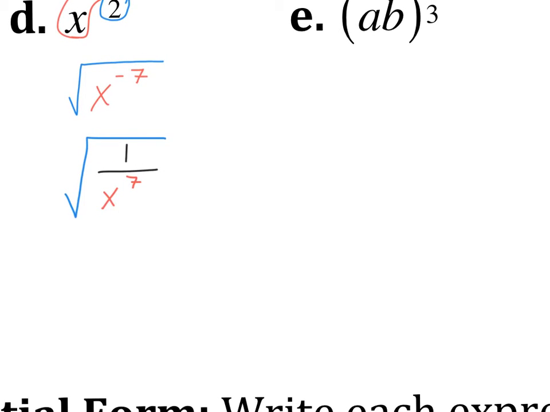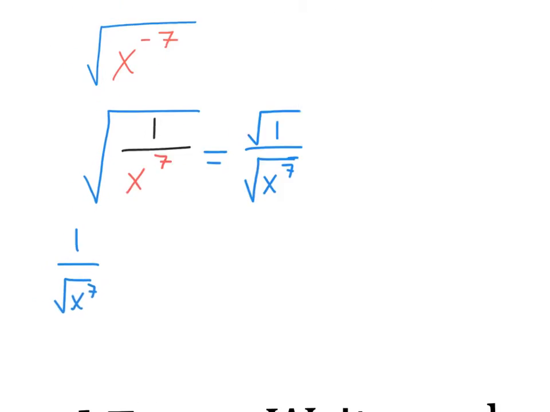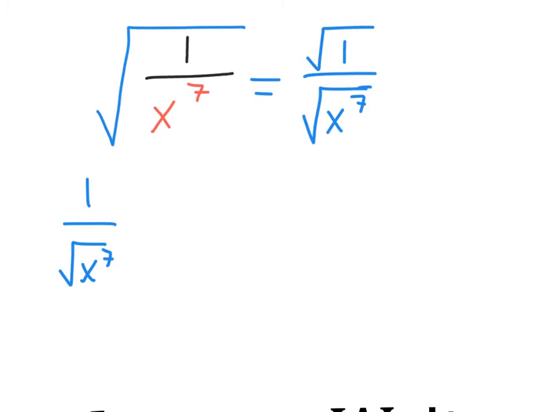So now continuing on, I can split the radical. The square root of 1 is the square root of 1, and this one says the square root of x to the 7th power. Now, if you recall, when we were simplifying things like this, we're not supposed to have radicals in the denominator. So I have to get rid of this here.